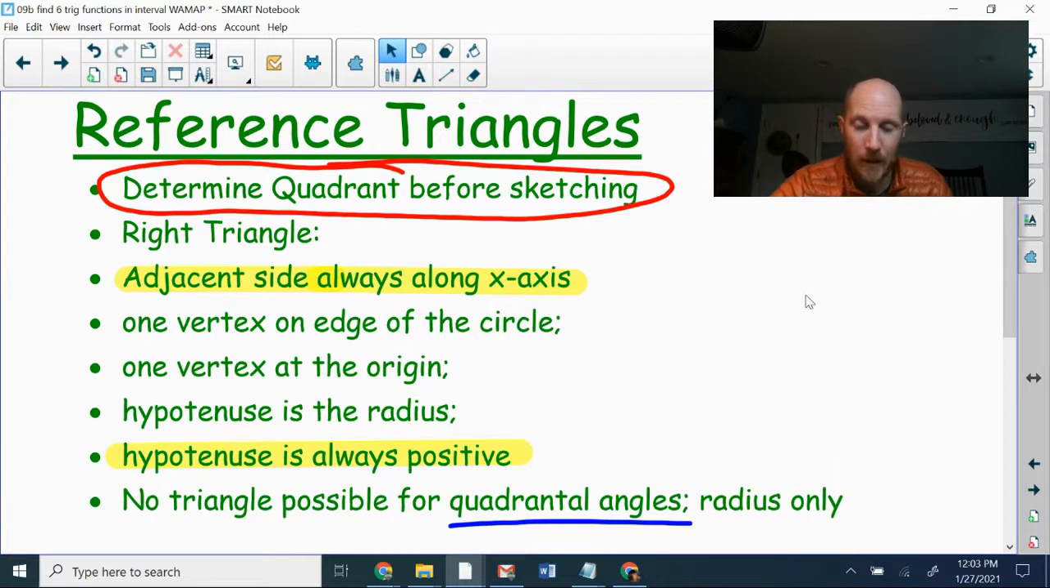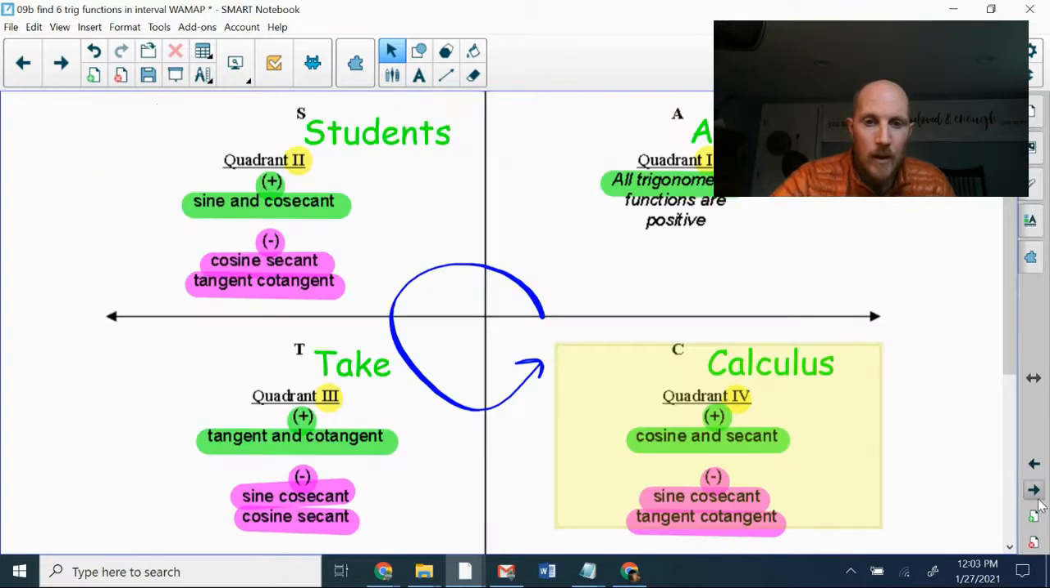but those other two legs may be positive or negative, depending on which quadrant we are in. And lastly, if you do have a quadrantal angle, either straight to the right, straight left, straight up, or straight down along one of the axes, there's not any possible way to draw a triangle. So you're just going to have a straight line. It'll be like the radius of the circle lying directly on top of the axis.